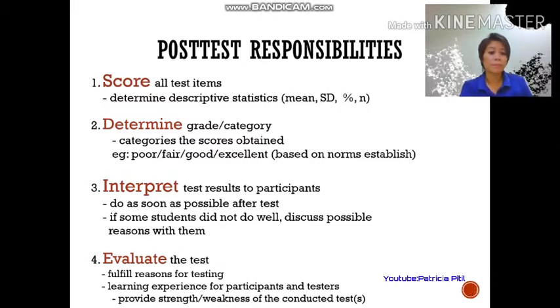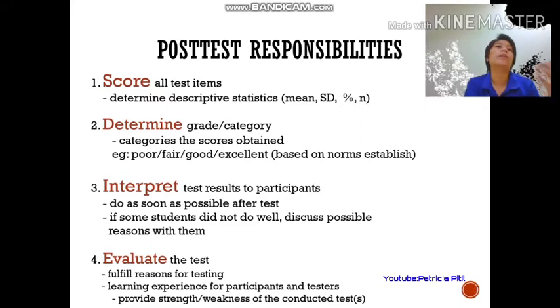The fourth one is evaluate test. Evaluate yourself among testers. Evaluate diri sendiri. Are you really doing the test? Is it achieving the objective of measuring the fitness component that you want? If there is strength, you can highlight it. If there is weakness, you can highlight it too, because we are learning. This is a learning experience for participant and also the tester. We are still learning every day and doing the testing. All right, so this is the video.